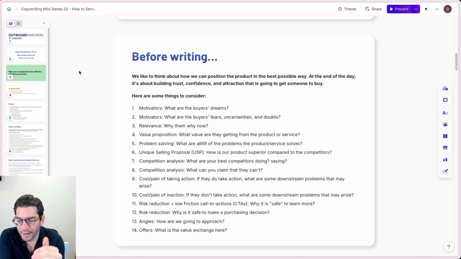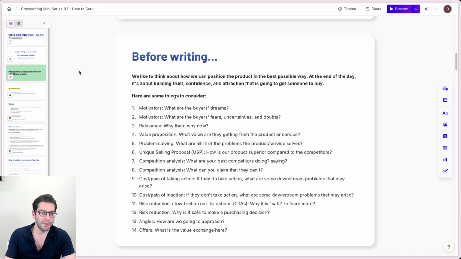Okay, if they do take action, what are some downstream problems that may arise? What do I mean by this? Imagine, for example, a very basic example: if you sell someone a car, a downstream problem that may arise is maybe now they need to go get a license, or now in order to use a car, they're going to be on the hook for gas and maintenance. They're going to need maybe a GPS, need to know how to get places. So when you start something new, new challenges and new roadblocks come up ahead of you.